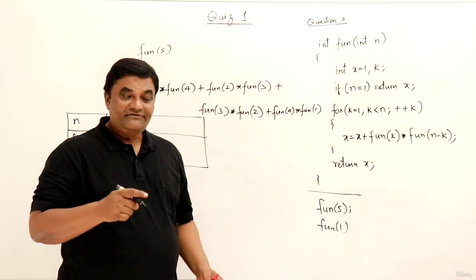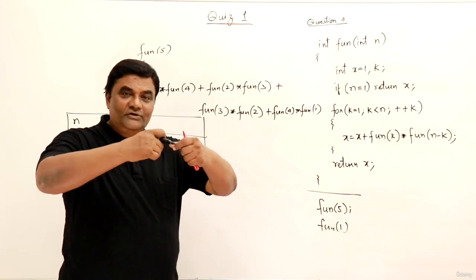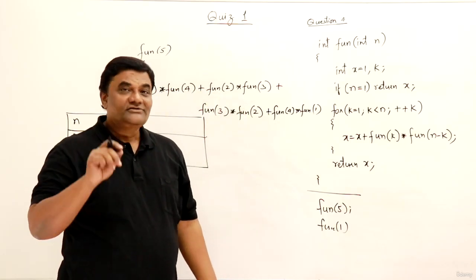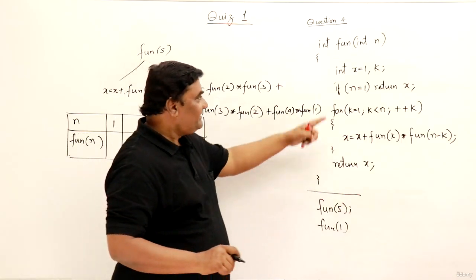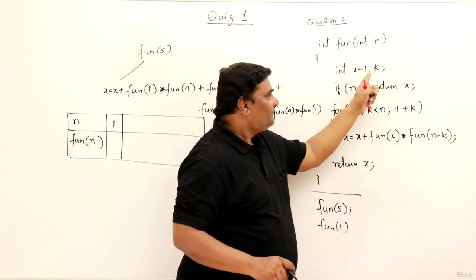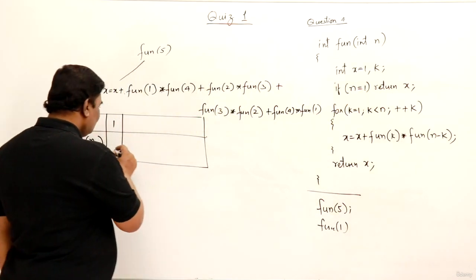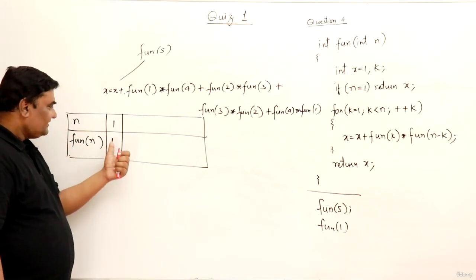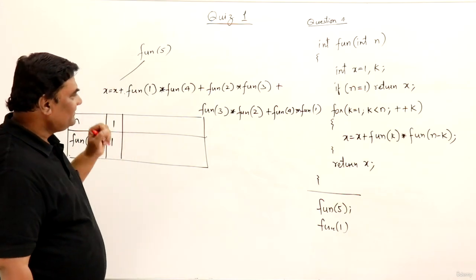Okay, so first we will find the smaller value. Then slowly we'll increase and get the value for 5. Yes, that is the idea. So when n is 1, what is the result? Return x. What is x? 1. So the answer is 1. Now we know fun of 1 is 1, right?